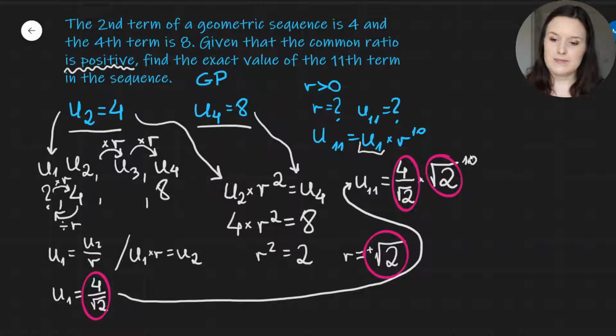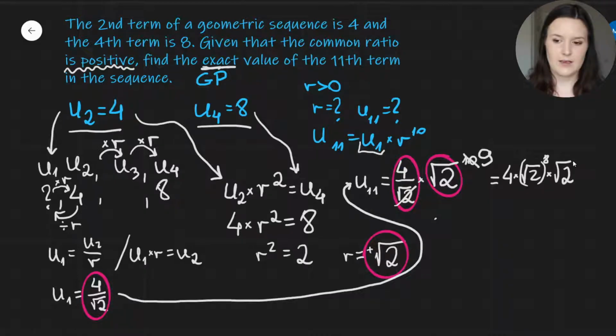I can simplify this power with this root. Root of 2 to the power of 10 divided by root of 2 is simply root of 2 to the power of 9. Now I have to find the exact value, so I don't want to round it, I just want to leave it in terms of roots. But maybe let's just simplify it a little bit. It is 4 times root of 2 to the power of 9, which is root of 2 to the power of 8 times root of 2. I will just try to simplify it in this way.